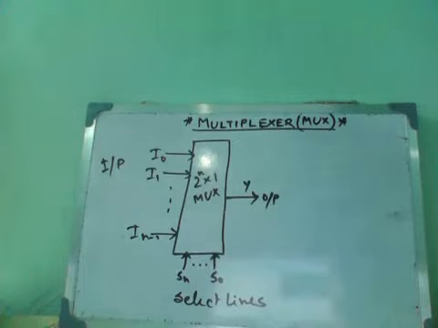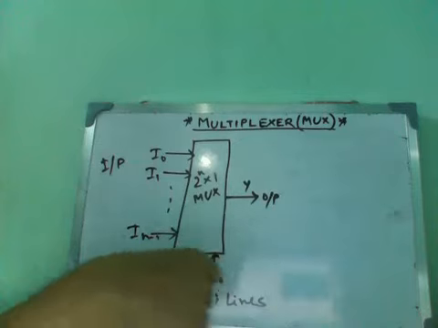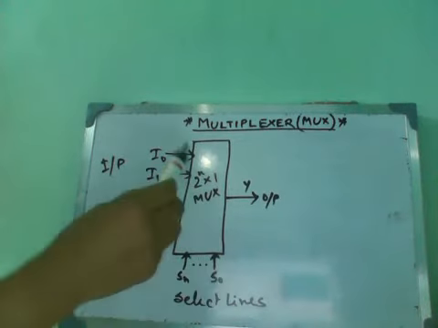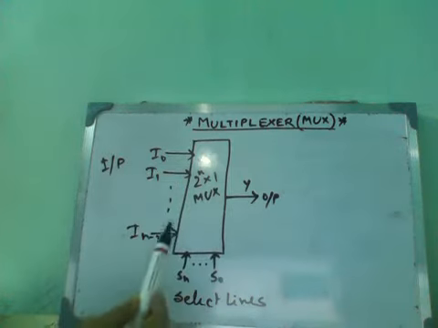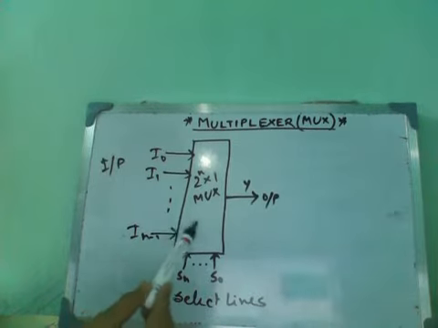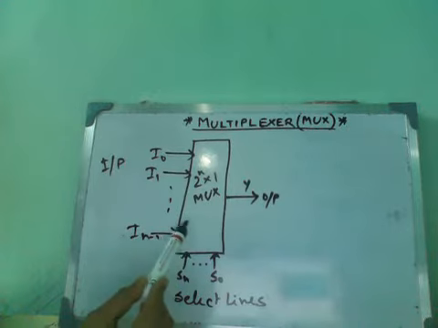So, a 2 to the power n to 1 multiplexer has 2 to the power n input data lines and n input selection lines. This is the basic data diagram of a multiplexer. This picture shows the 2 to the power n into 1 multiplexer, which is abbreviated as MUX.